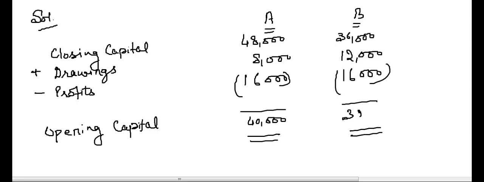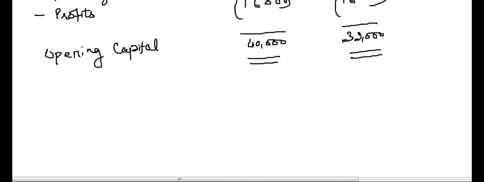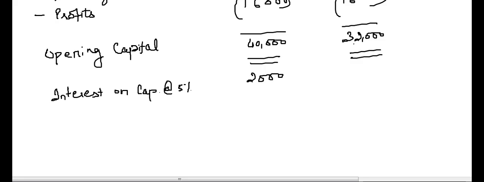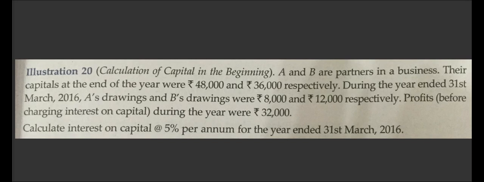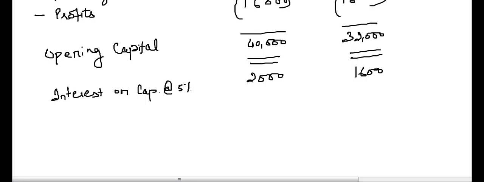Now the interest at the rate of 5% will be calculated on these capitals, right? So let us see. Interest on capital at the rate of 5%. 5% of 40,000 comes to 2,000, and 5% of 32,000 comes to 1,600. That's what the question required us to do. Calculate interest on capital. Clear?